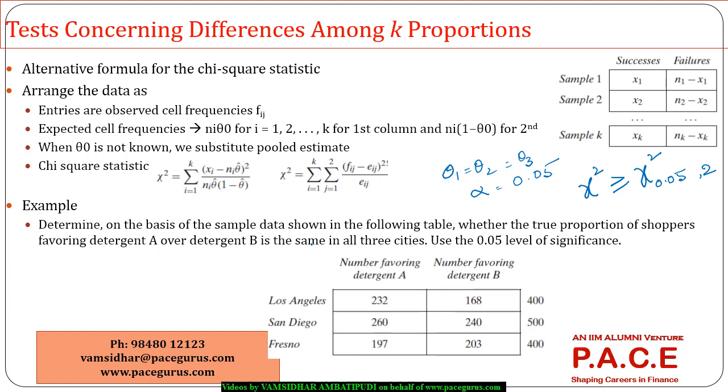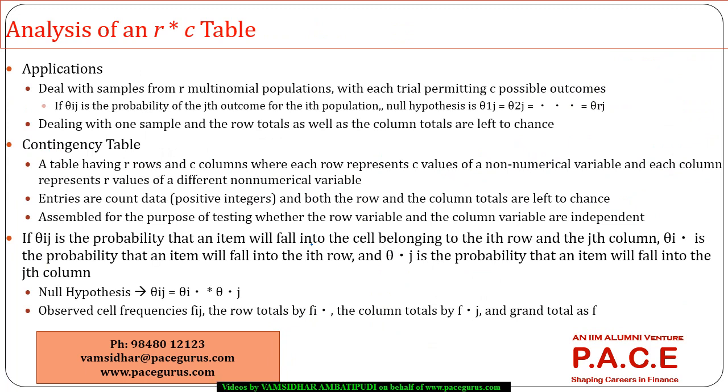Now that we are done with the tests associated with differences among the k different proportions, we'll move to the next aspect, wherein I am looking at an analysis of R by C table, where there are R number of rows and C number of columns. We have so many such problems in the real world. Application-wise, there are two scenarios where I can apply this. One, I'm talking about samples from R multinomial populations. Probably I'm taking a sample from city 1, city 2, city 3, city 4. So 4 different cities. So there are multinomial populations and each trial permits C possible outcomes.